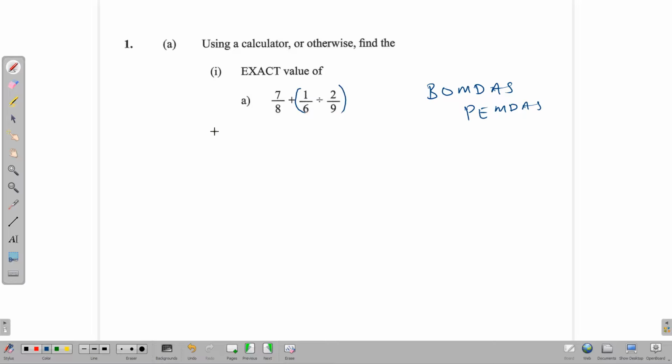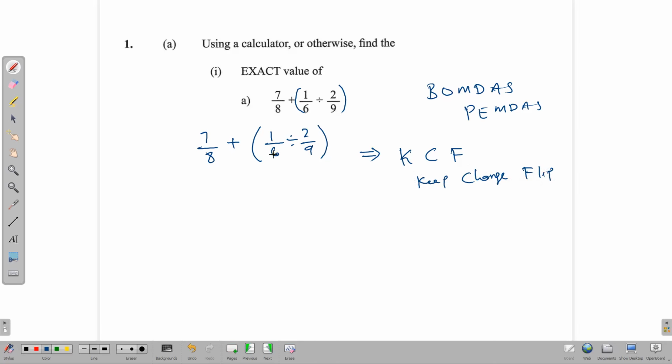So here we have 7 over 8 plus 1 over 6 divided by 2 over 9. Now, when we're dividing fractions, we follow a very simple rule that we call KCF, which is really keep, change, and flip. So we keep this one, we change the division to multiplication, and we flip the divisor. So here we go, 7 over 8 plus 1 over 6 times 9 over 2. We're going to flip that one.